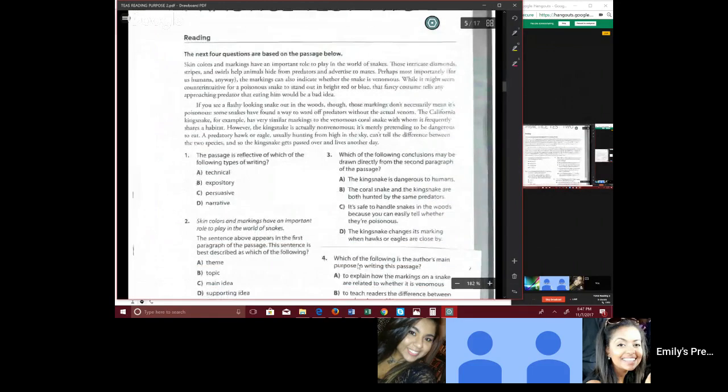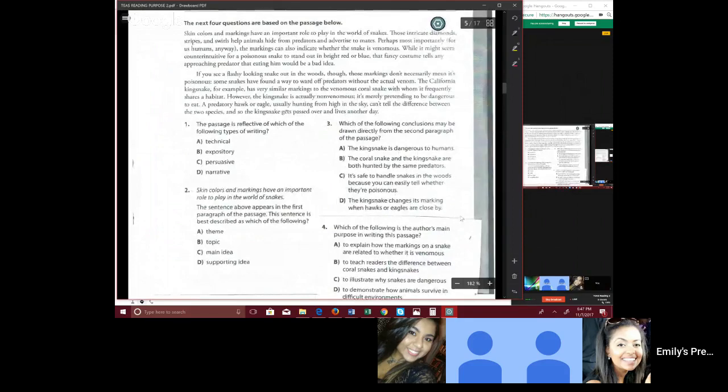The next passage is also nice and short, just a couple of paragraphs.